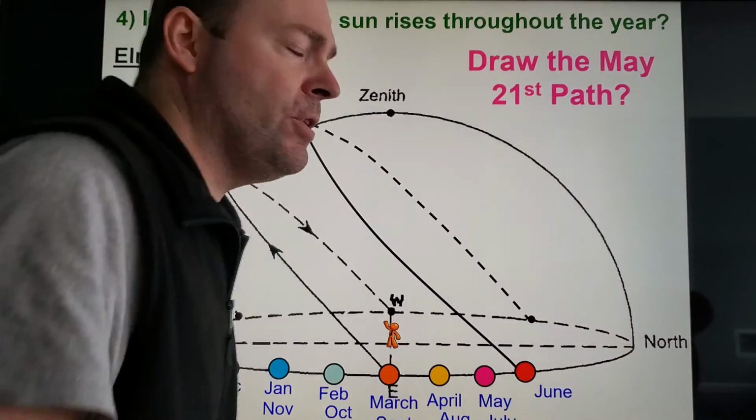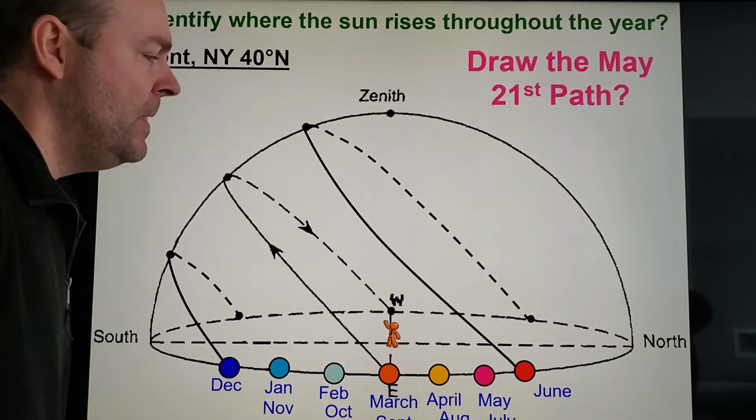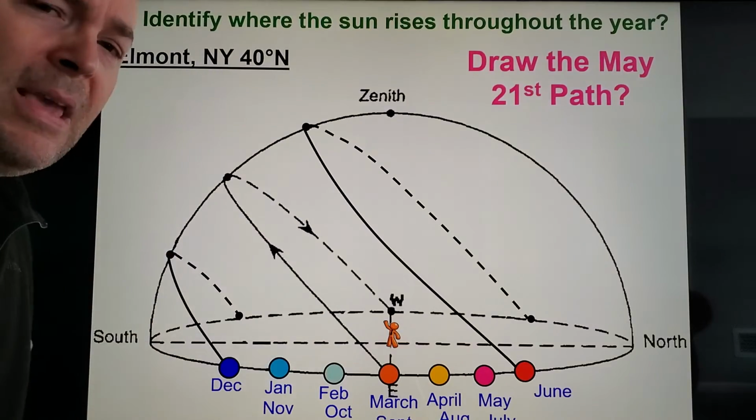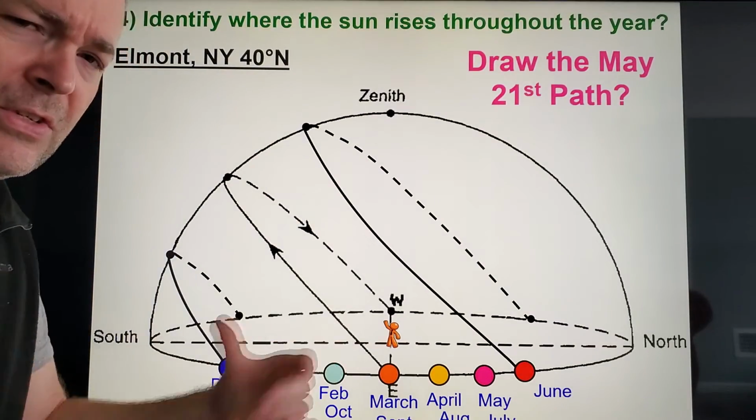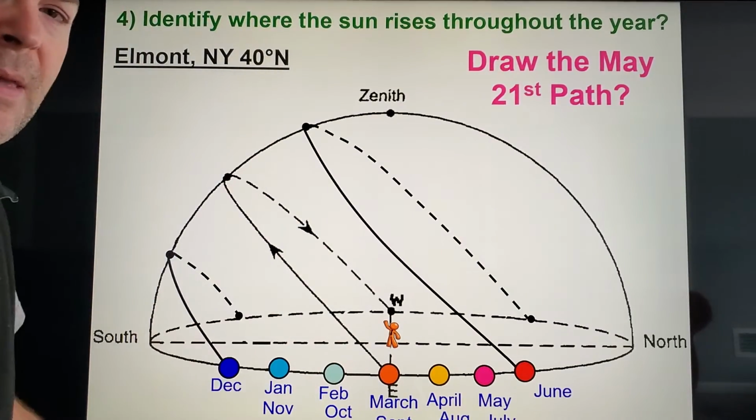Okay? Draw the May 21st path, hit pause. See if you can figure out how to draw the May path, right? We've been doing the solstices and equinoxes. Try to draw the May path. Hit pause.